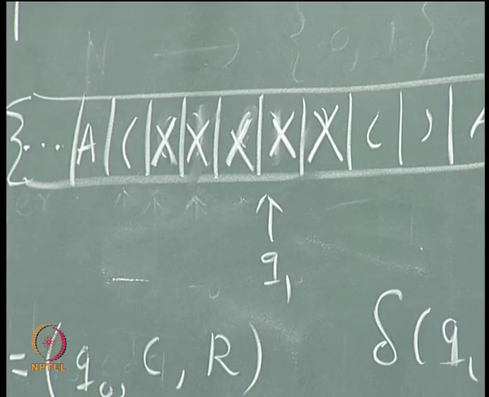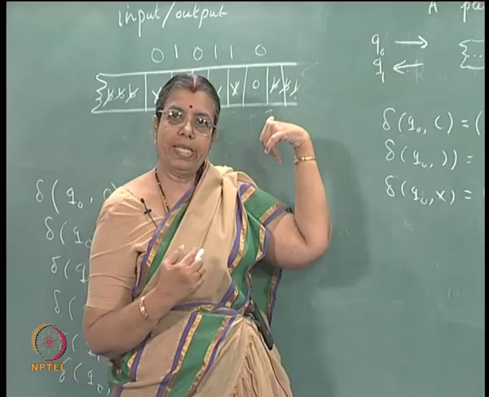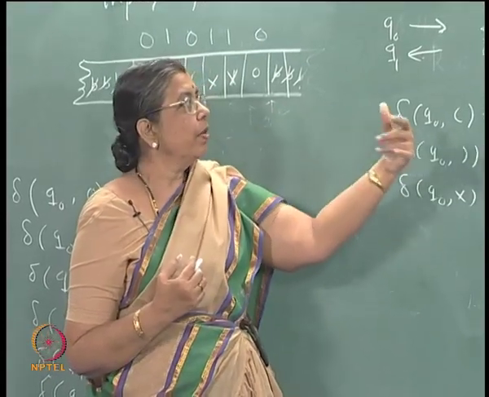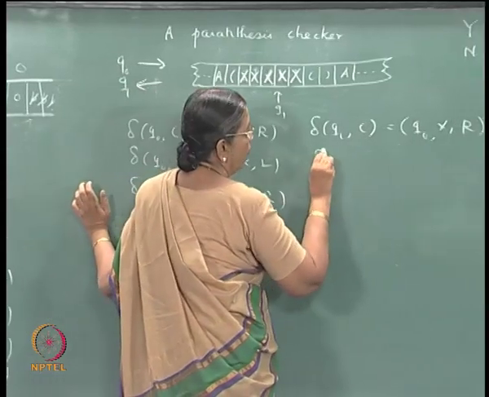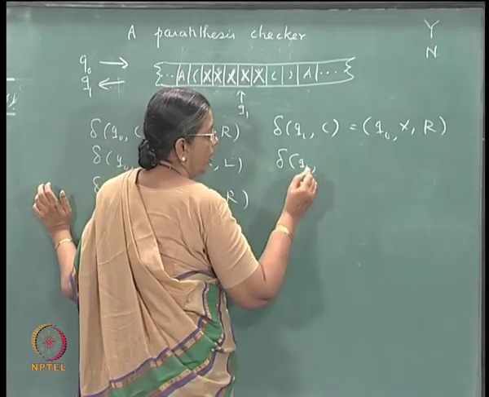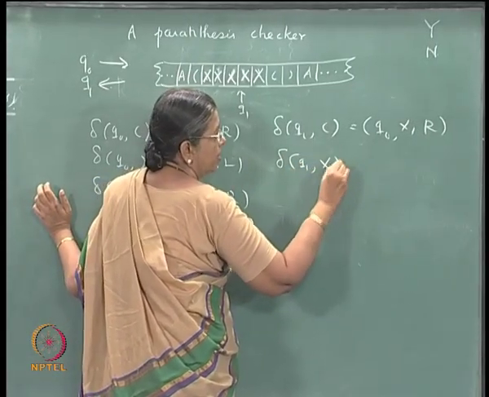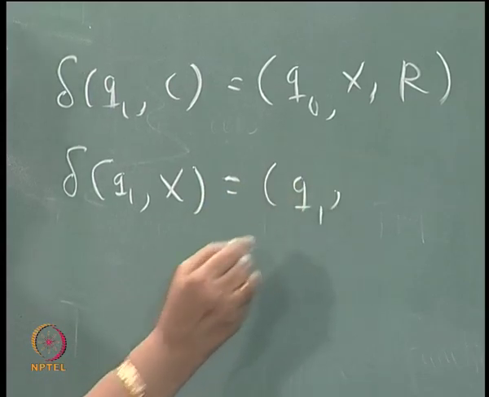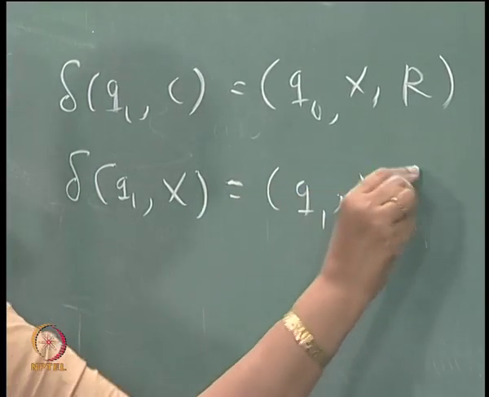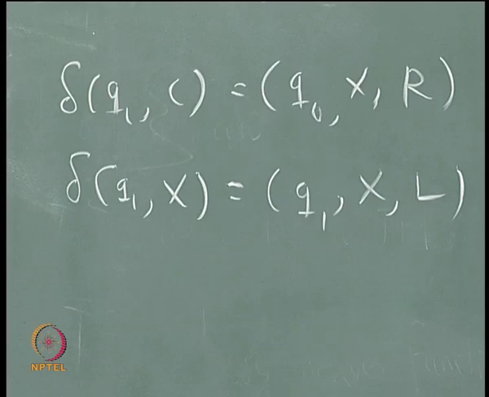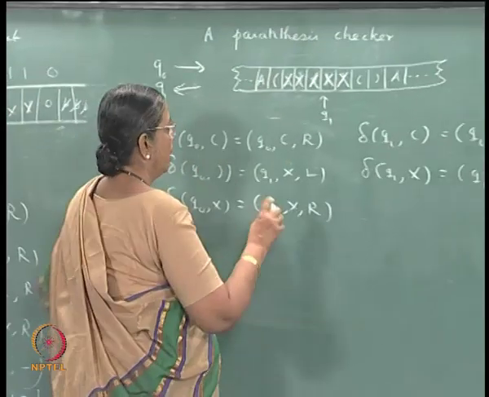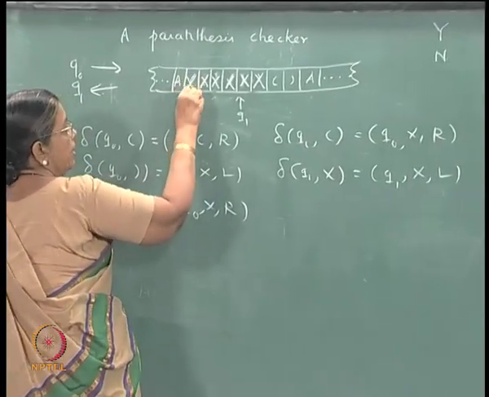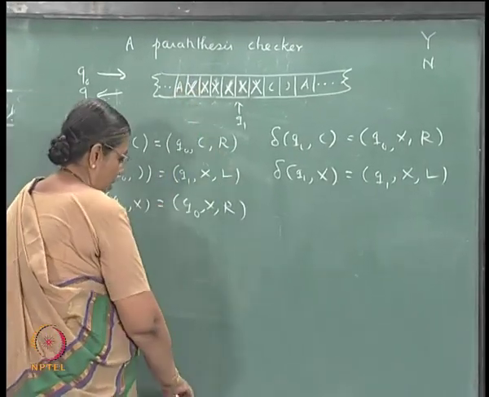Now, q1 should move left searching for the matching left parenthesis. So, it has to go through all the x's. So, delta of q1 x is q1 x l, right. Then in q1, when it sees this left parenthesis, it changes that into x and starts moving in q naught.